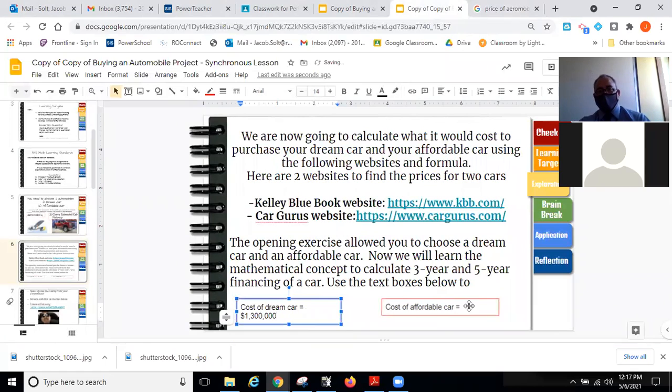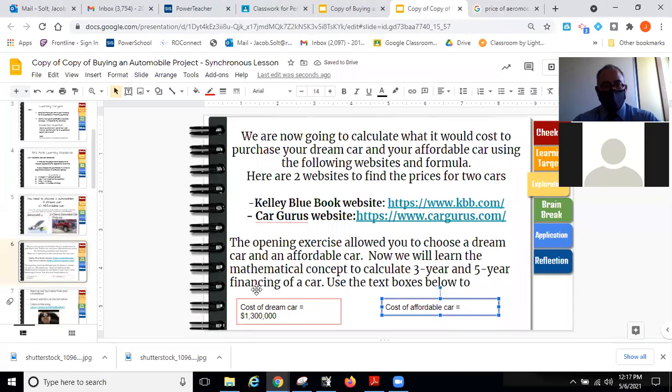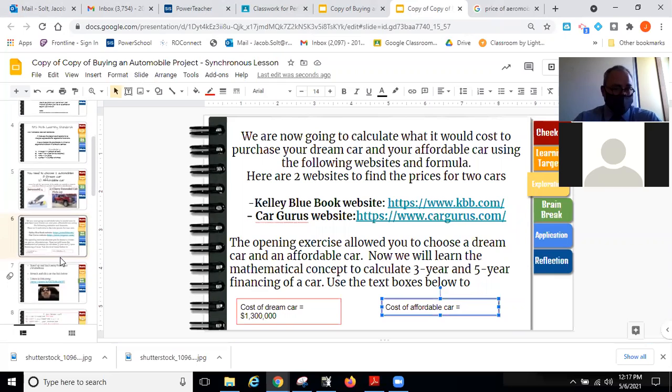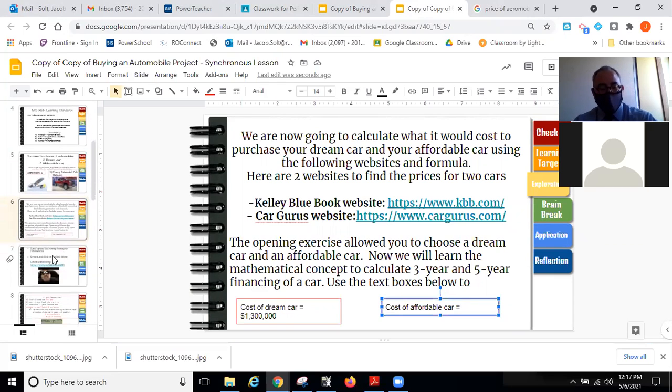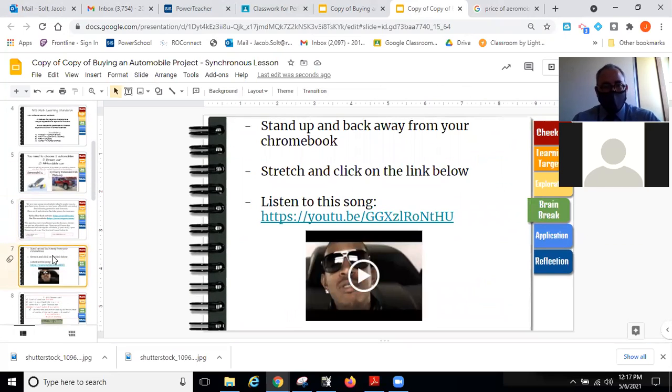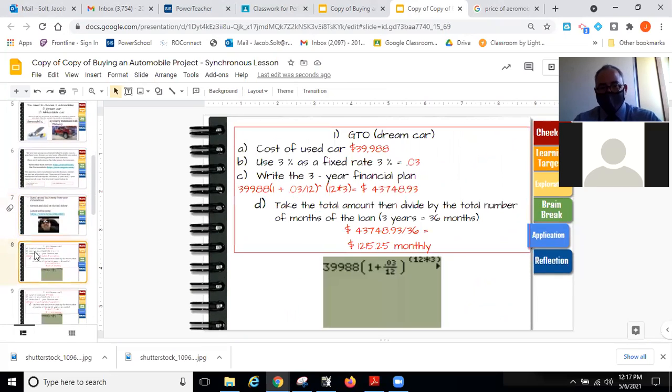Okay, dollar sign, 1.3 million is $1,300,000. All right, and I would go and I would find a cost for my affordable car, which I'm not going to do here because I'm just powering through this thing. You're going to do that part. It'll take you a little bit longer. There's nothing to do on this slide here. That's just the video.